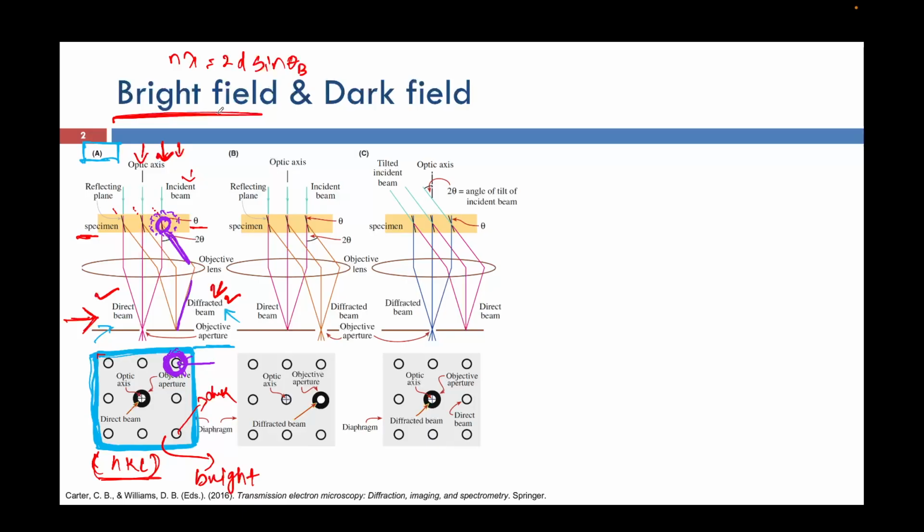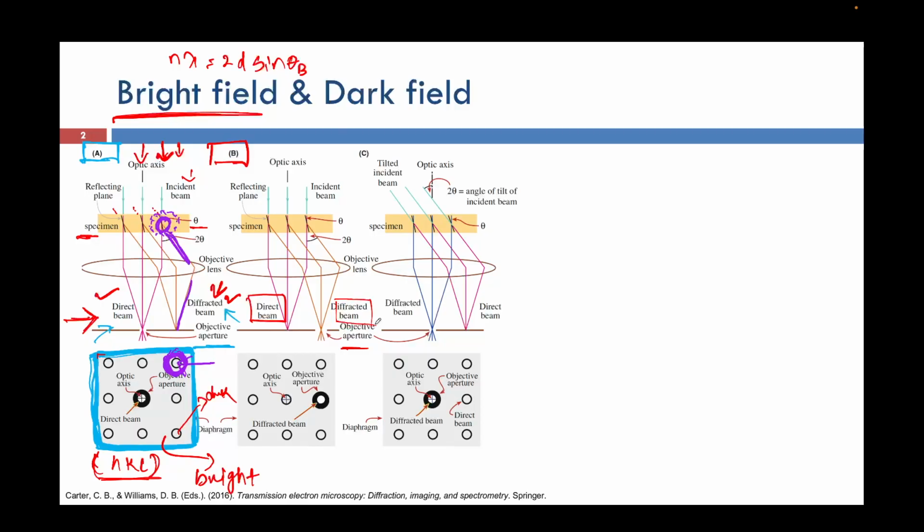Now let's consider case number B. Same thing is happening. The incident beam is coming, the electron beams are interacting with the specimen. Now I do not want to consider this direct beam anymore. The direct beam has now become an unwanted beam. So I will place my objective aperture in such a way that the hole allows the diffracted beams to pass through this aperture.